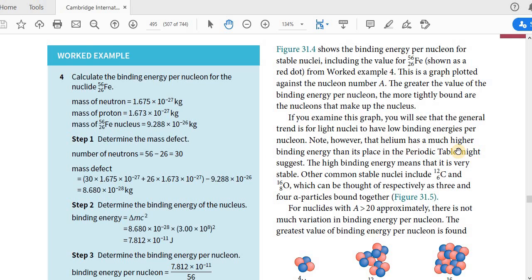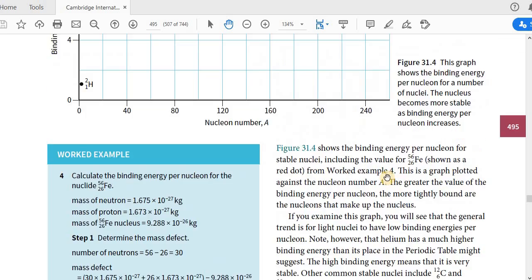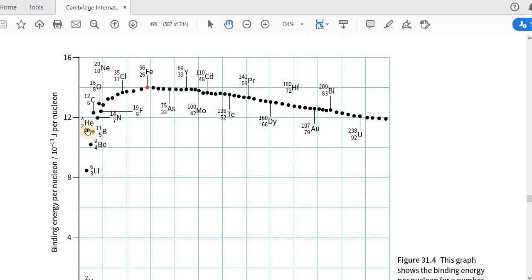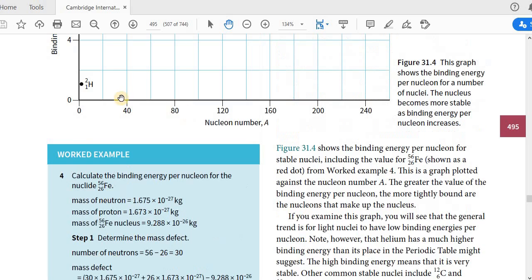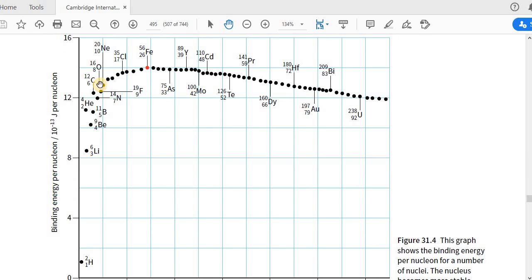Note however that helium has a much higher binding energy than its place in the periodic table might suggest. The high binding energy means that it is very stable. Other common stable nuclides include carbon 12. So you see carbon is also up there, helium is somewhere there. Oxygen 16, so you see it's also somewhere there.